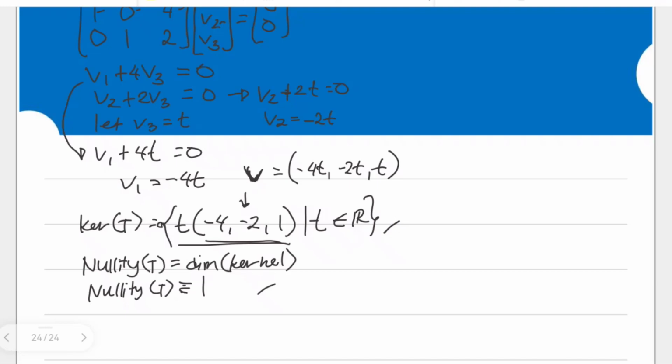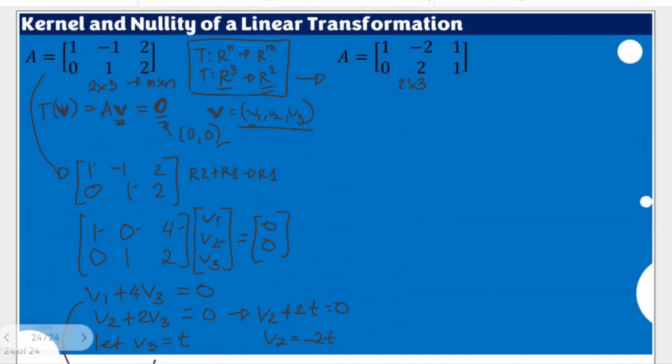Let's duplicate the same process on our second example here. Same concern, same process. Reduced row echelon form: 1, -2, 1, 0, 2, and 1. To make this 0, we will be adding row 2 and row 1 for a new row 1. This would mean that we have 1, 0, this would become 0, 2, and this would become 2 and 1. Okay? But this is not 1.